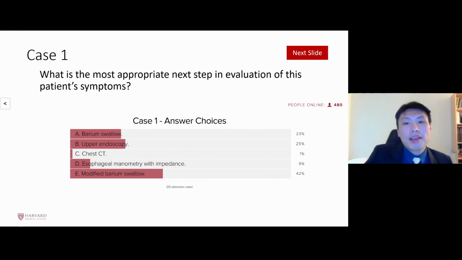So it seems like we have a variety of selections by our participants, with probably the most selections being the modified barium swallow, but also a few choosing barium swallow or upper endoscopy, and a smaller number choosing esophageal manometry. So let's go over some of these diagnostic techniques, and we'll come back to the case and talk about what the most appropriate testing will be for these patients.